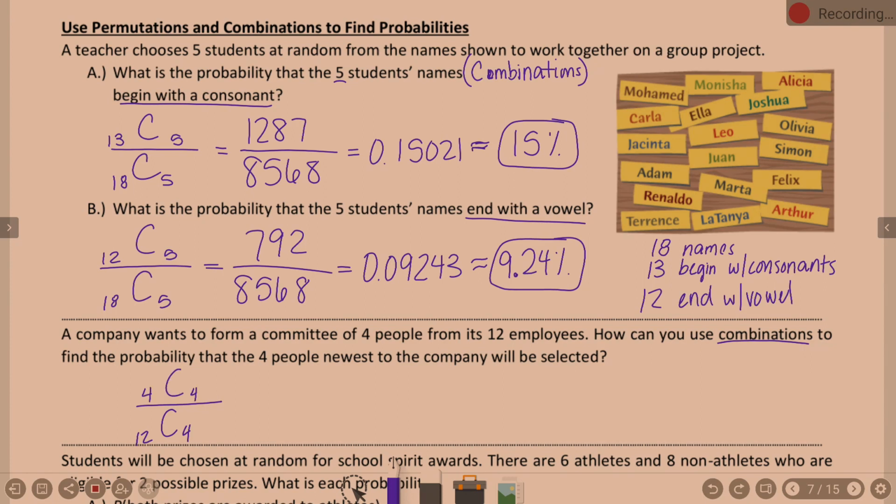4C4. I know a little something. If it's a combination, the numbers are the same. 4C4 ends up being 1. Have you done the math? 12C4 is 495. I left my answer as a fraction here. You know, I feel inconsistent like Savas, I guess.